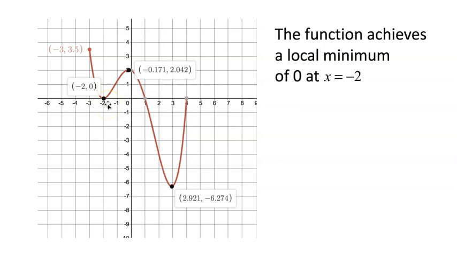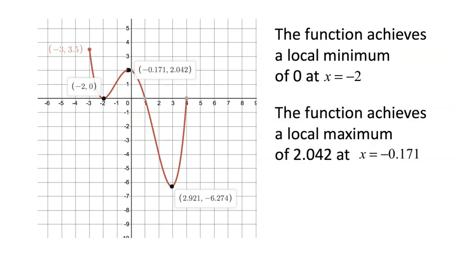Similarly, we have a local max. What's the highest it gets in an area? Well, right here. Near -0.171, it gets up to 2.042, never gets any higher, and then it comes back down again. So that is a local maximum of 2.042 at x is -0.171. So those are some values for us to look at.